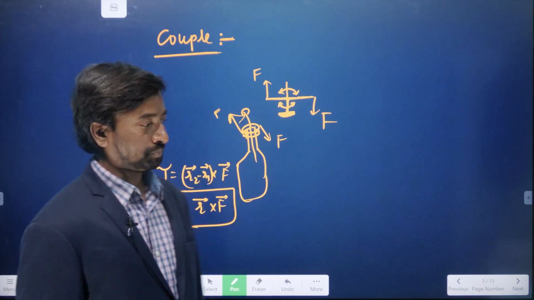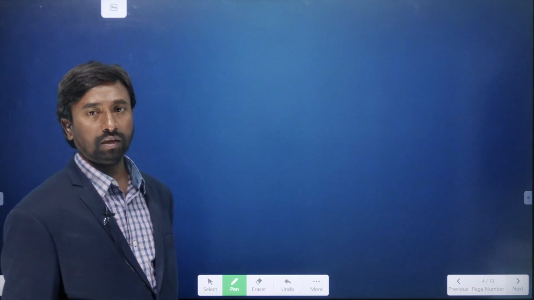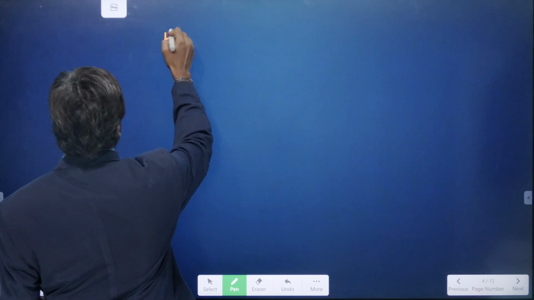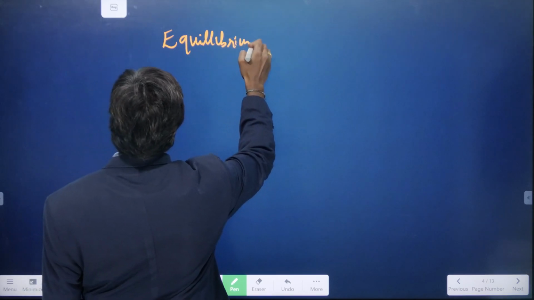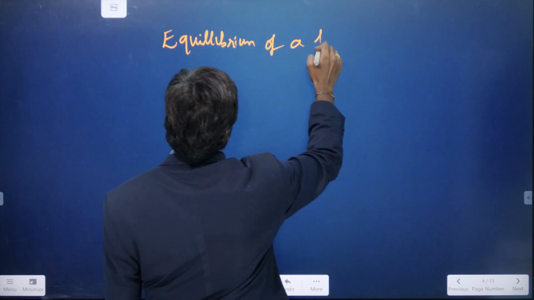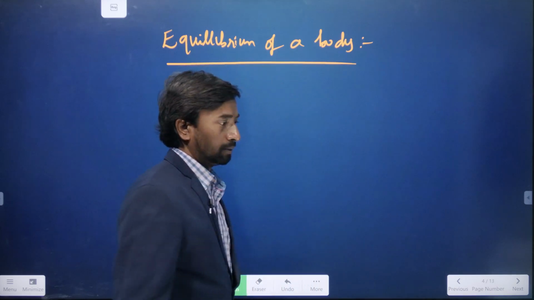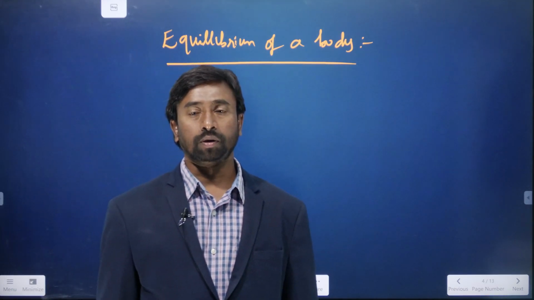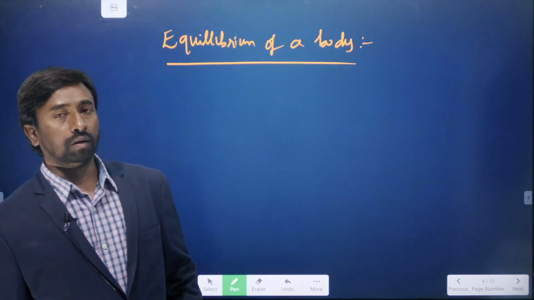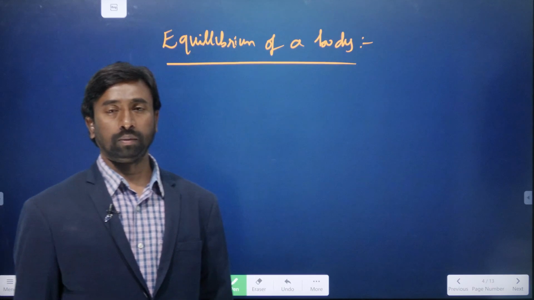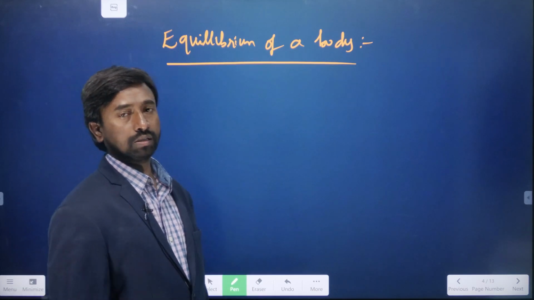Okay, so next we are going to see the equilibrium of a body. If a body is in equilibrium, it means the body is at rest, or in uniform motion. If the sum of all the forces is 0, then we can say the body is in equilibrium. Even if the linear momentum is constant before and after, then we can say the body may be in equilibrium.